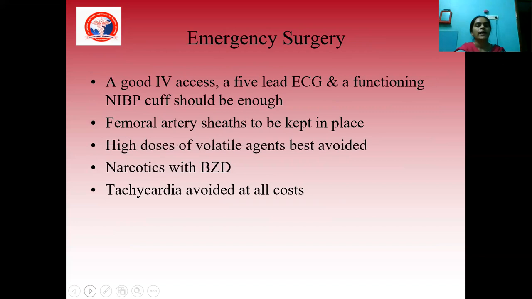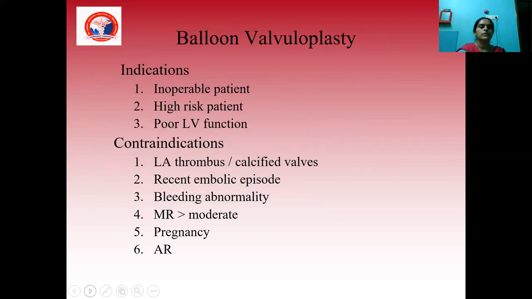A good IV access, 5-lead ECG monitoring and a functioning defibrillator pickup should be enough. Femoral artery sheaths should be kept in place. High doses of volatile agents are best avoided. Narcotics with benzodiazepines are advised. Tachycardia is to be avoided at all costs. Balloon valvuloplasty.